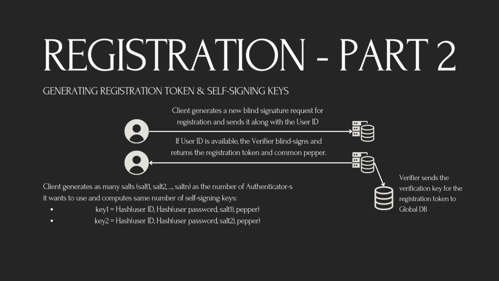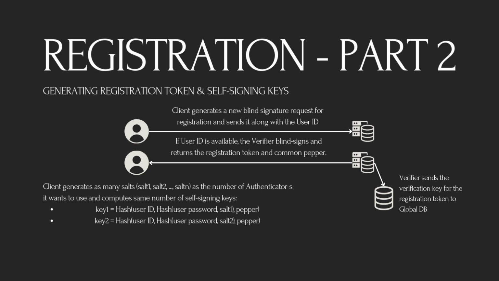If the user ID is available, the verifier blind signs the registration access request and sends the blind registration token along with the verification key for the blind registration token and the verifier-wide common pepper back to the client. The verifier also sends the verification key for the blind registration token to the global database for storage and later retrieval by the authenticators for registration finalization.